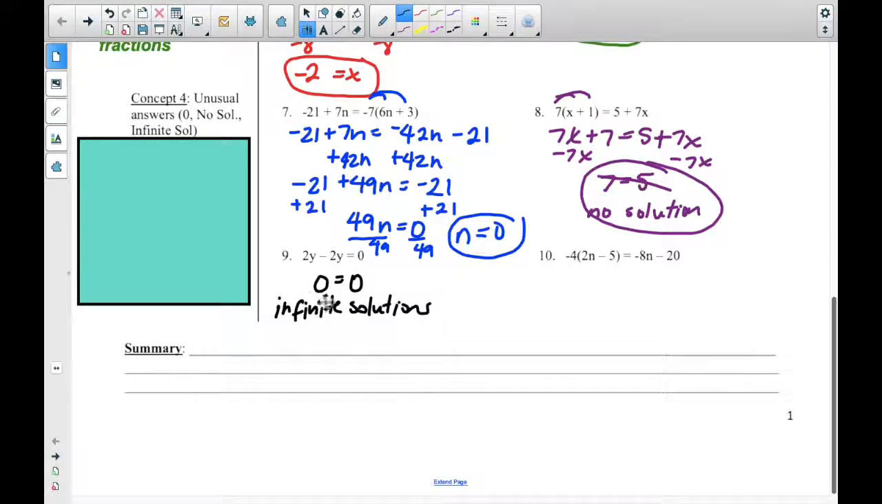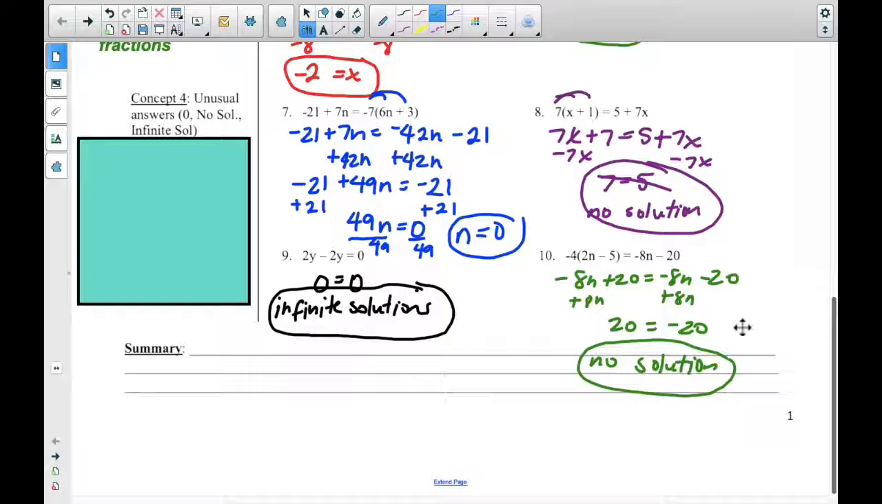So first of all, let's compare these three. Number 7 had n equals 0. This one has a 0, but it's a 0 equal to itself. That's infinite. This one had two numbers equal, but they were different numbers. That's no solution. So those are three distinct cases that are each slightly different from each other, but the answers that I've circled, those are the answers. Why don't you pause the video here, try to do number 10 on your own, and see what you come up with.